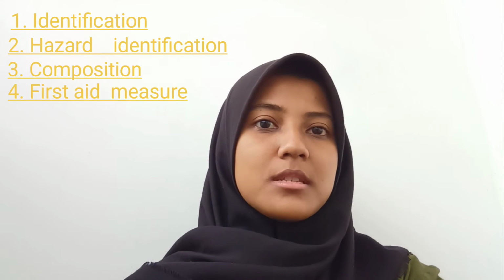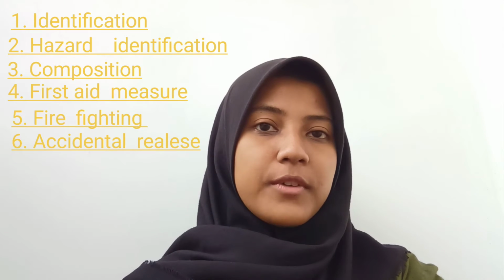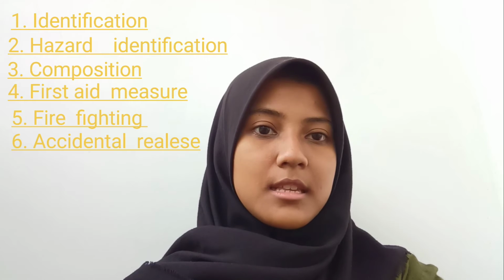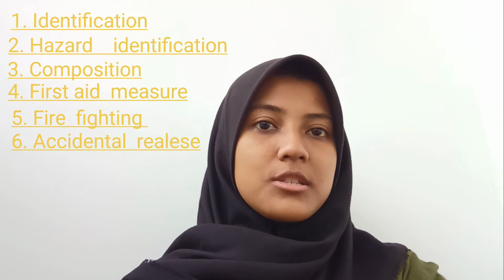2. Hazard identification. This section lists signal words, warnings, and safety symbols. 3. Composition, a list of ingredients. 4. First aid measure, what the required treatment for a person who's been exposed. 5. Firefighting measure. 6. Accidental release measure. These are instructions for containment and cleanup of spill or leaks.